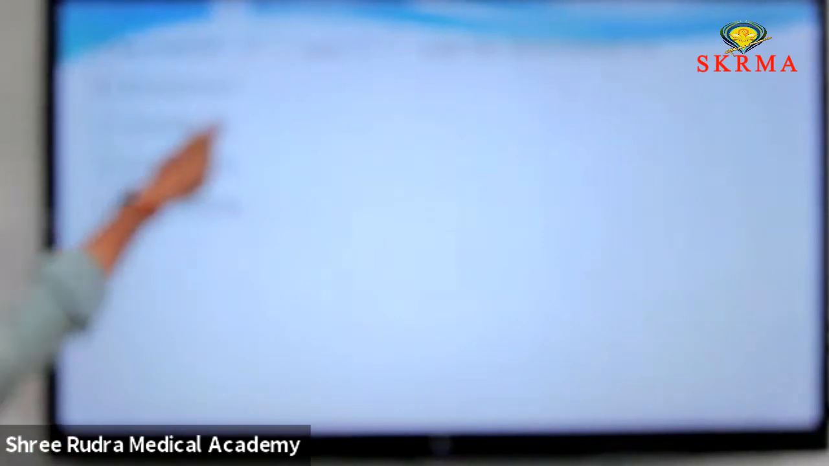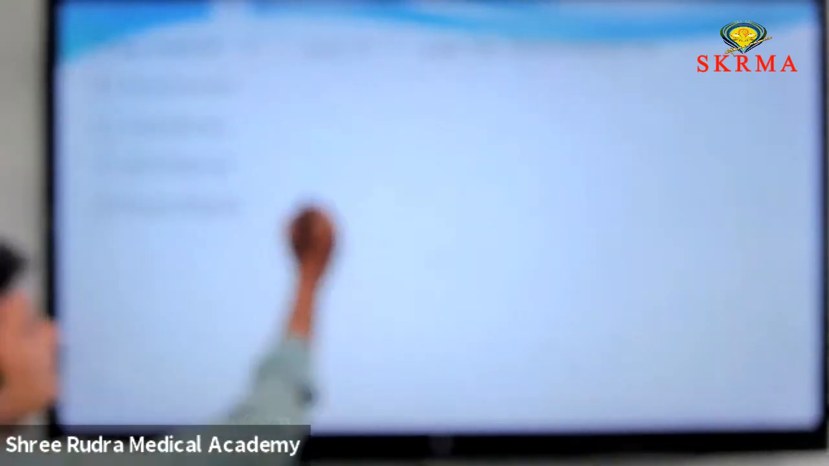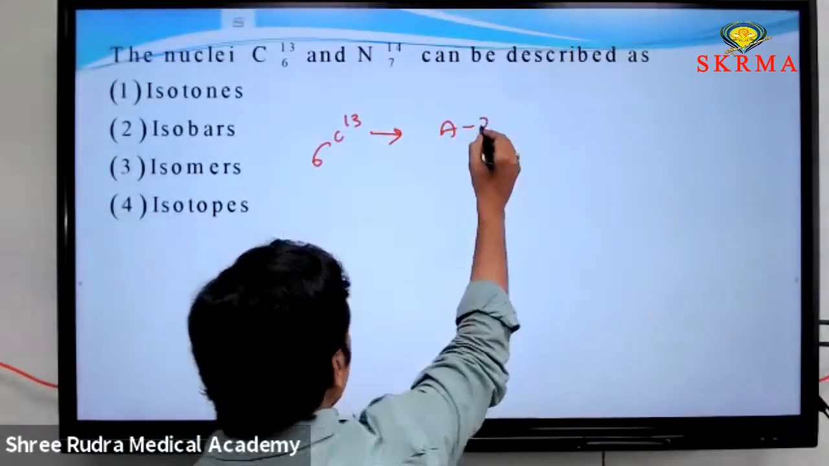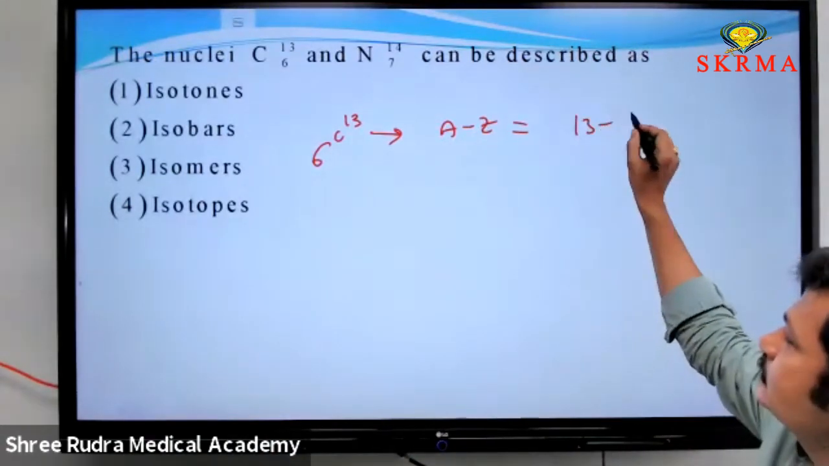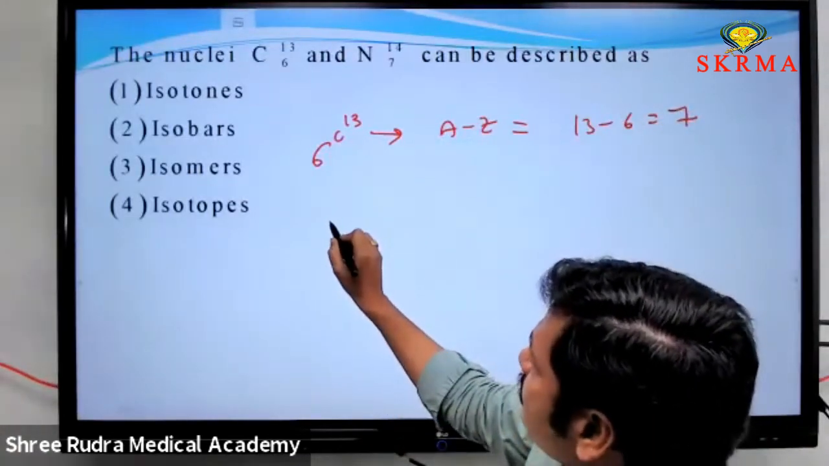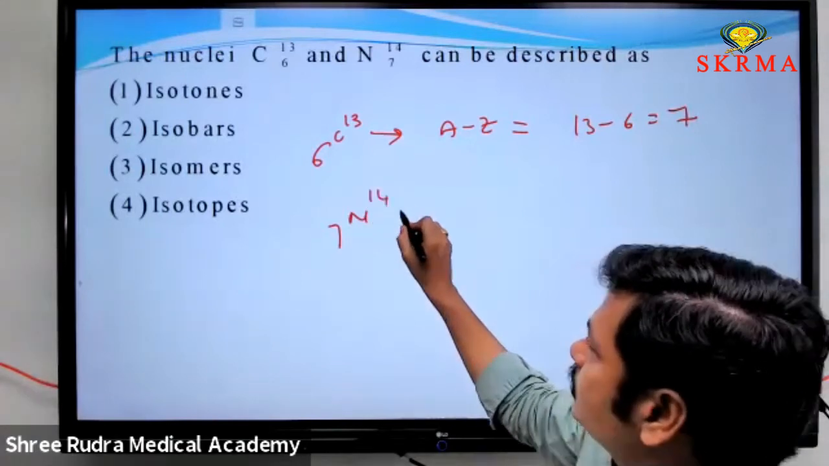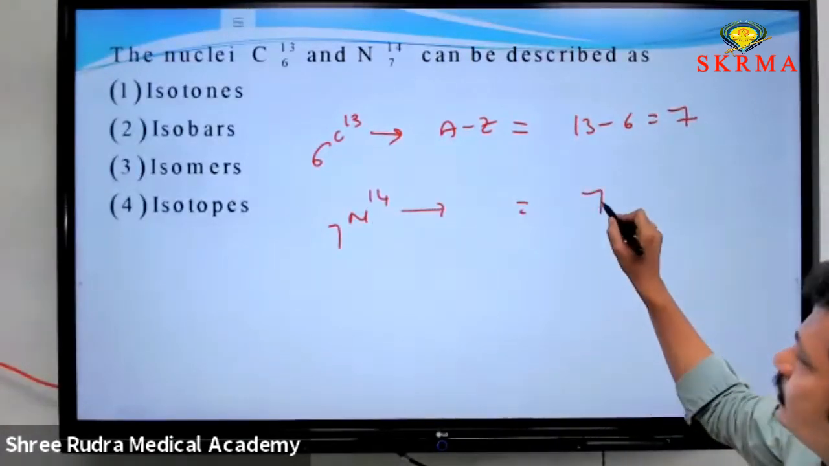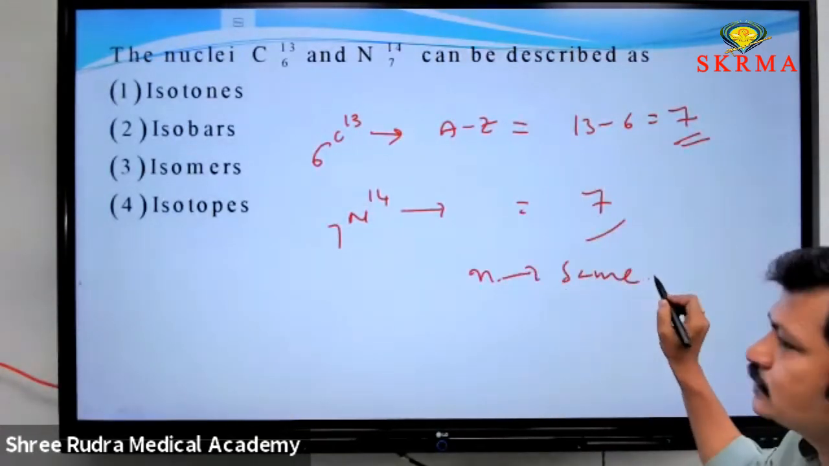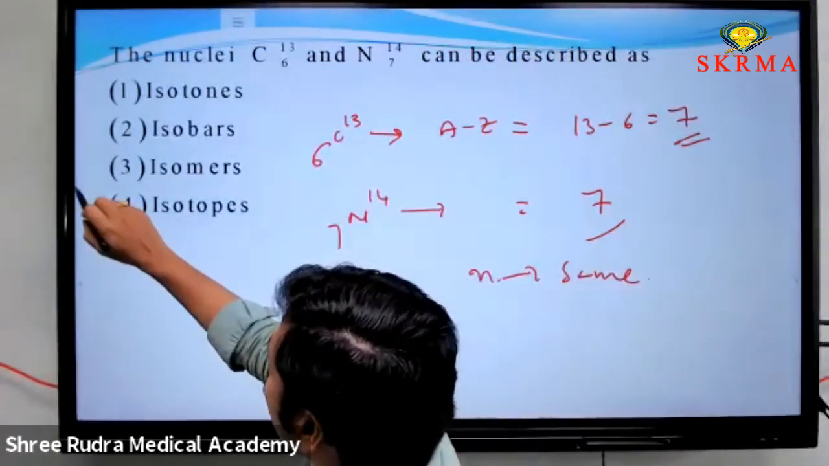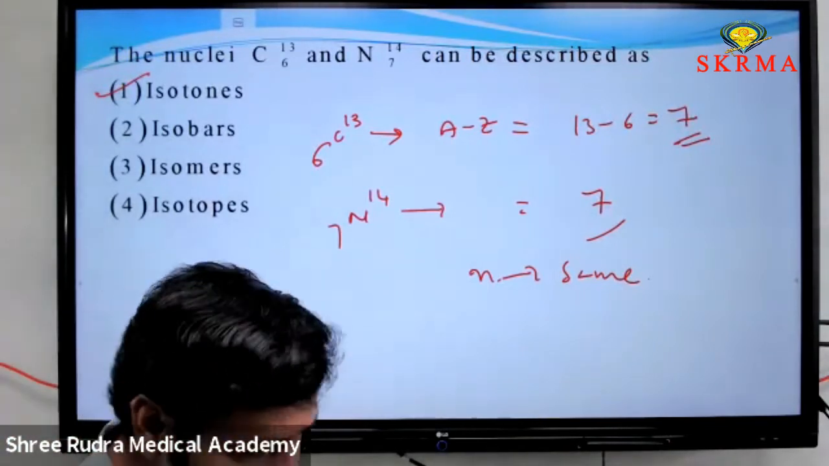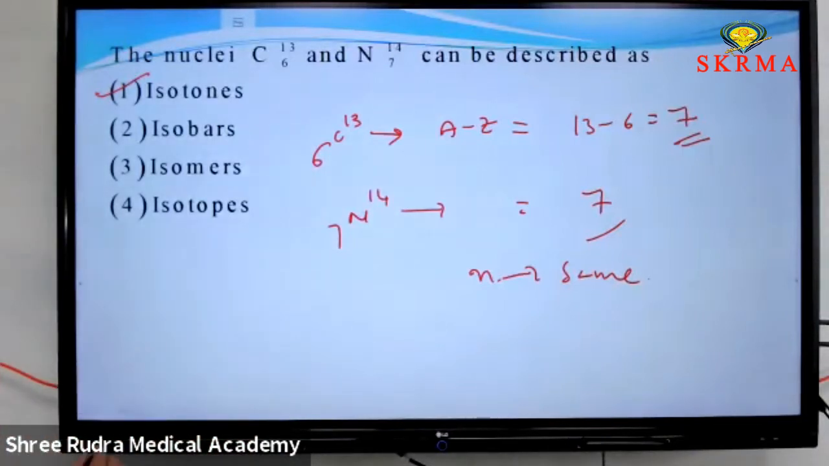Let us see. Here 6C13 contains how many neutrons? A minus Z gives the neutron number: 13 minus 6 equals 7. I think we discussed the same example earlier. The second one is 7N14. Here A minus Z is also 7. The neutron number is the same. Whenever neutrons are the same, these come under the category of isotones. The first option is correct. This is also a direct NCERT question.